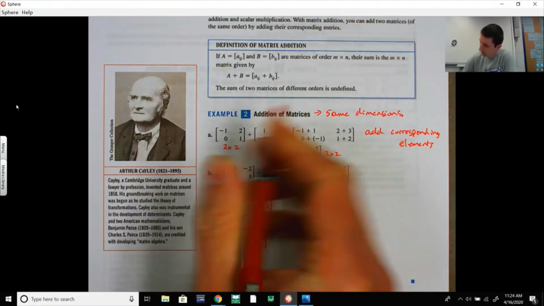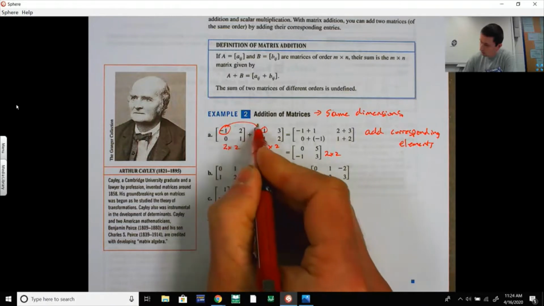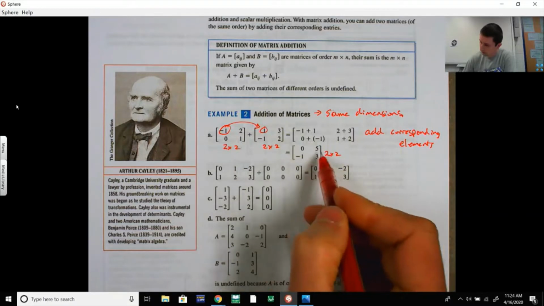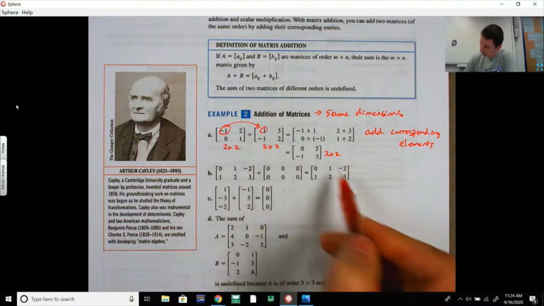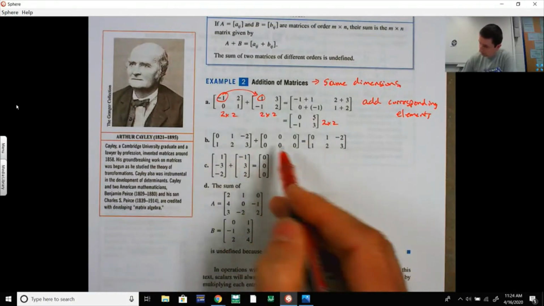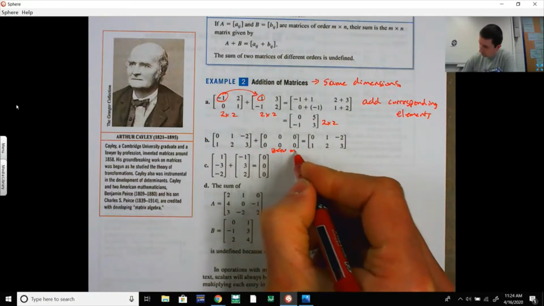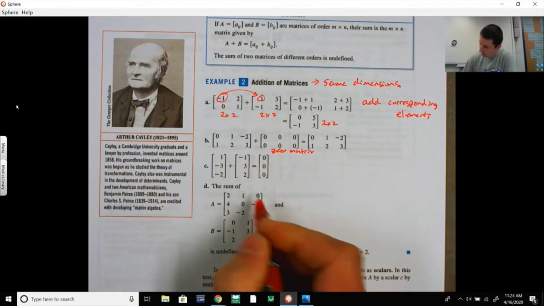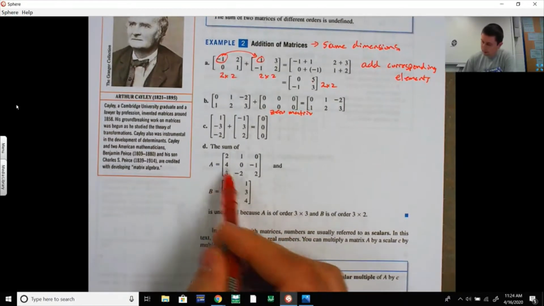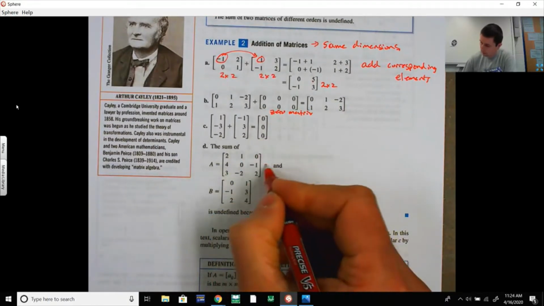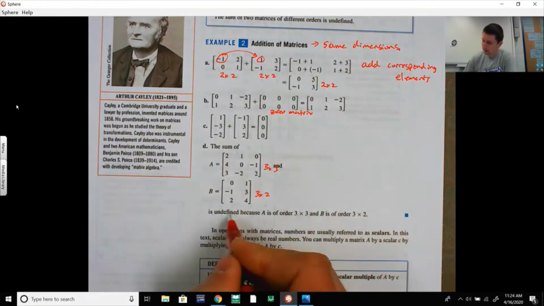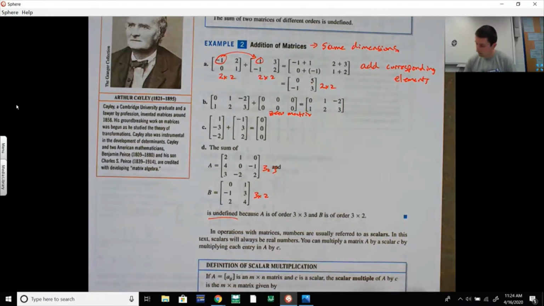So whatever's in the top left, -1 went with 1. -1 plus 1 is 0. So 2 plus 3 is 5, 0 plus -1 is -1, 1 plus 2 is 3. So you're just going to add them across. 0 plus 0 is 0. This is called a 0 matrix. I wonder why. And these would be added to a 0 matrix. Here on D, the sum of A and B. Well, A is a 3 by 3, B is a 3 by 2. They are not the same order, so it is undefined. So if you can't add them together, you just say it's undefined.